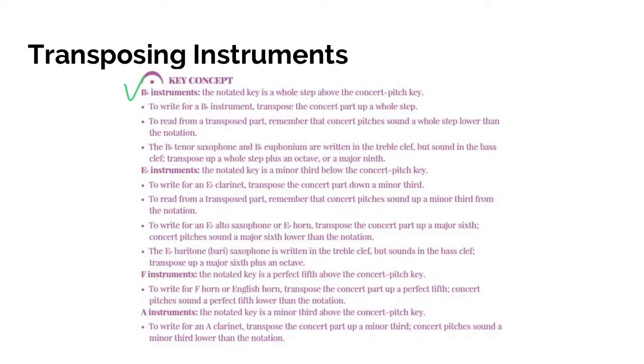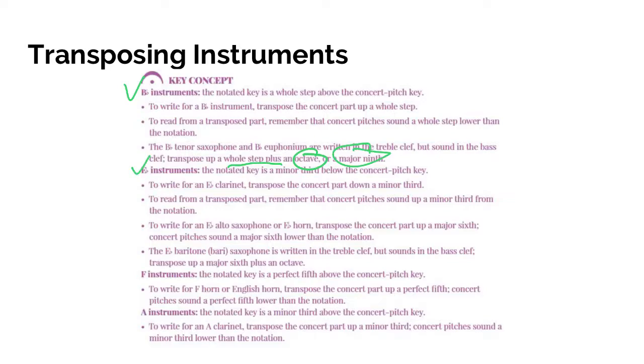B-flat instruments, okay? The notated key is a whole step above the concert pitch key. To write for a B-flat instrument, transpose the concert part up a whole step. So let's say we were in concert C, we would have to write in D, okay? Remember, the concert pitches sound a whole step lower than the notation. The B-flat tenor sax is written in the treble clef, but sounds in the bass clef range, so you're going to transpose up a whole step plus an octave, or a major ninth.